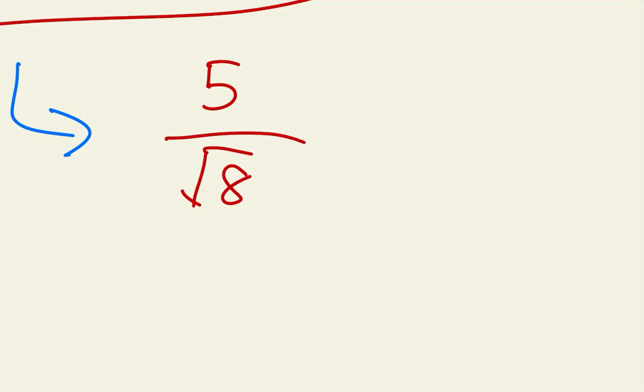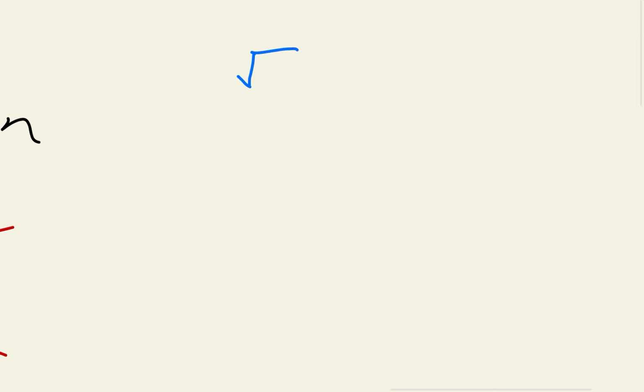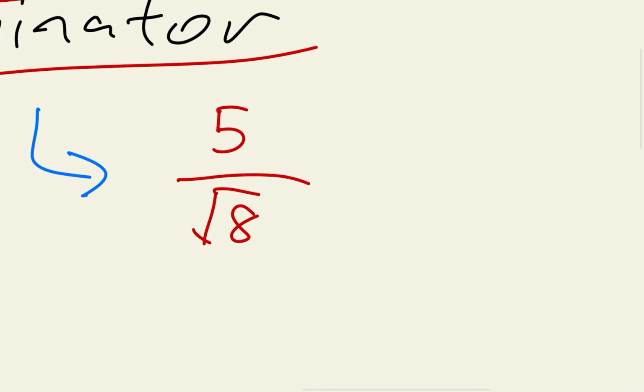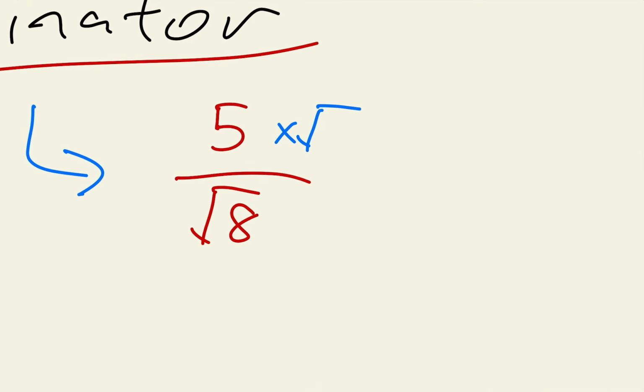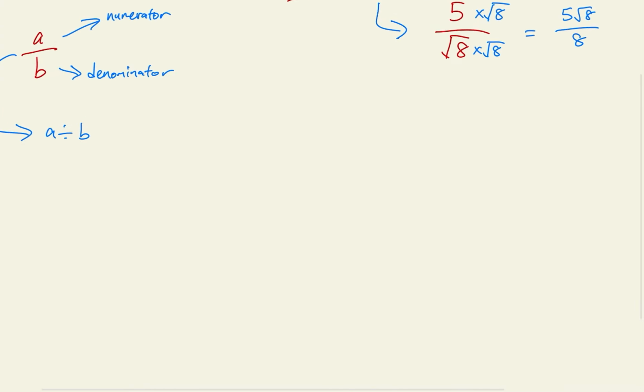It's very messy. So from our previous video, we know that when we have a surd and we multiply it by itself, we just get the square of that surd. So the square and the square root cancel each other out, and we just get the number. So what we can do here, same concept, with the numerator and the denominator, we multiply both by square root of 8. So what we'll get is 5 times square root 8 over 8. Very easy, right?